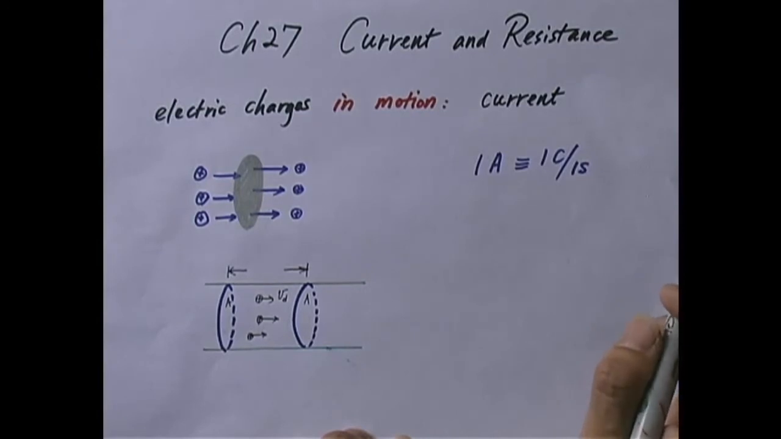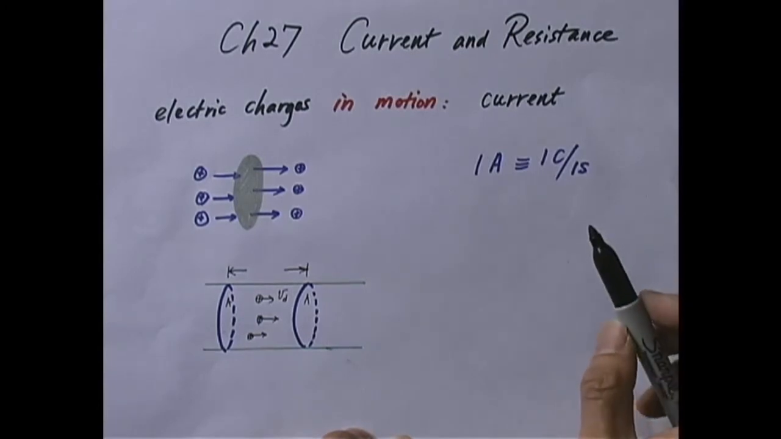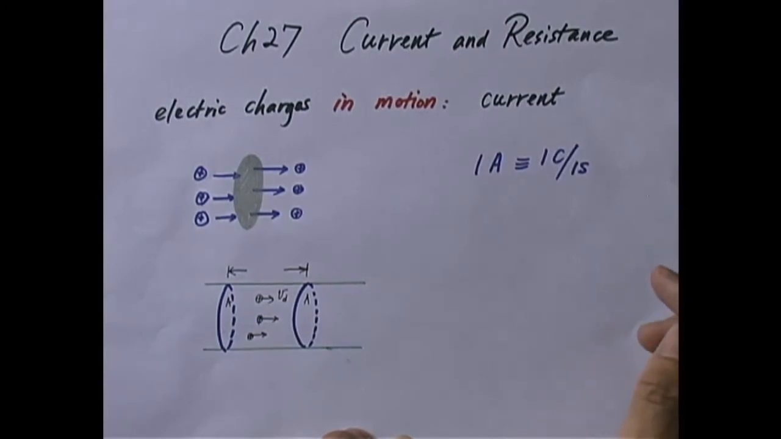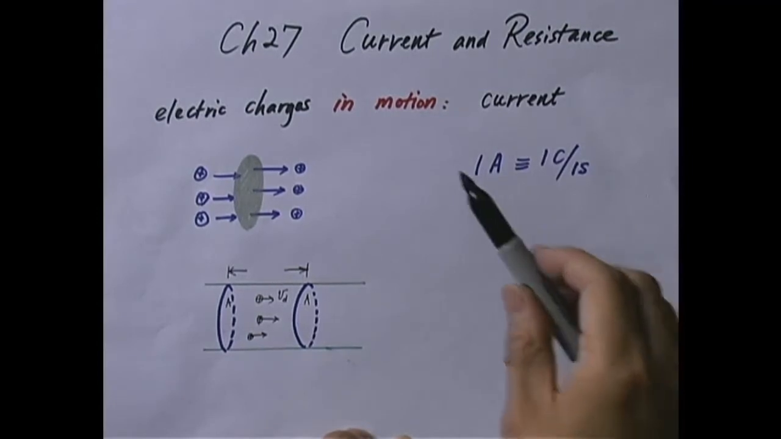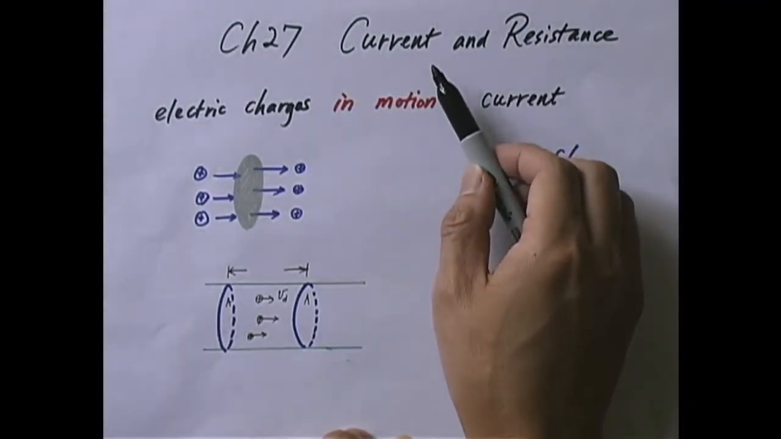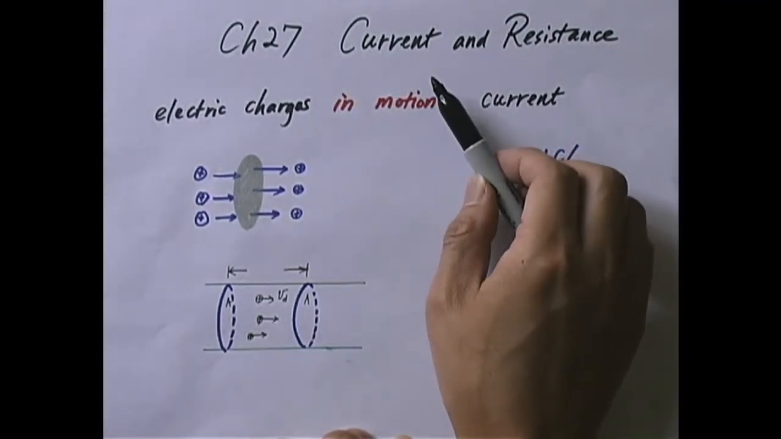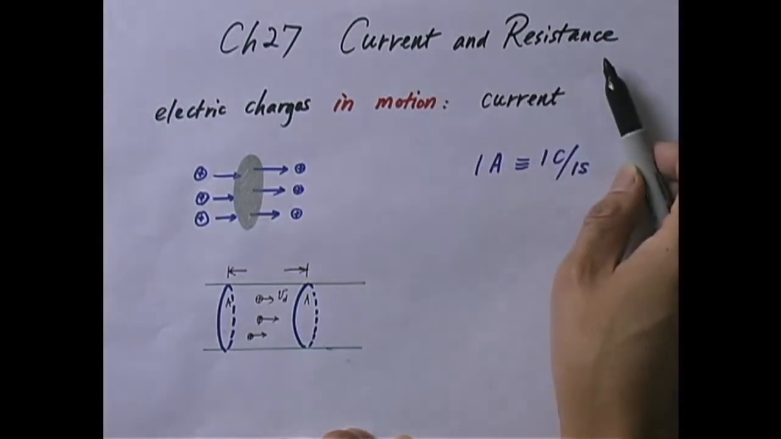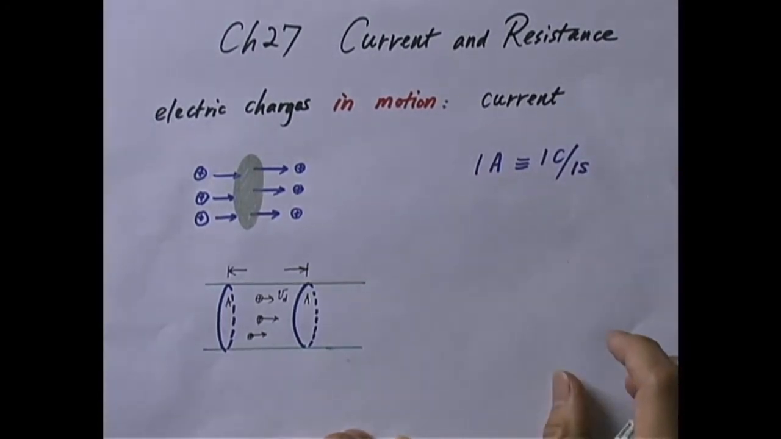Now, in real electrical circuits, we do want these charges to move. So starting from this chapter, we're going to consider the case when the charges are in motion, and when that happens, we say an electrical current is formed. When the current flows through a circuit, it will encounter some resistance. So that is why we're studying current and resistance.